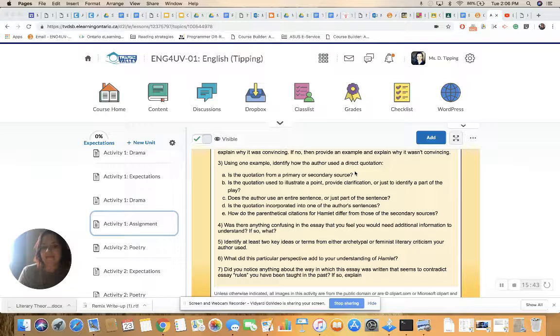So when I ask you, is there anything confusing? Or if I ask you, do you notice anything about the way in which this essay was written that seems to contradict essay rules you've been taught in the past? There will be stuff in there. So don't say, no, I didn't see anything. Look harder.